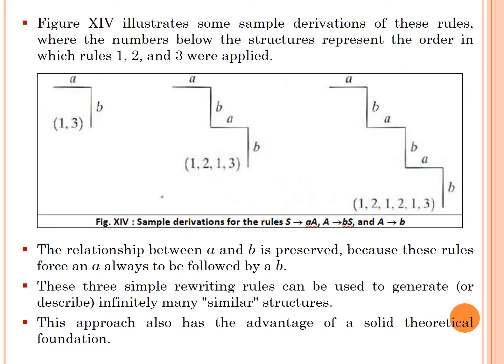Figure 14 illustrates some sample derivations of these rules, where the numbers below the structures represent the order in which rules 1, 2 and 3 were applied. The relationship between a and b is preserved because these rules force an a always to be followed by b. These three simple rewriting rules can be used to generate or describe infinitely many similar structures. This approach also has the advantage of a solid theoretical foundation.